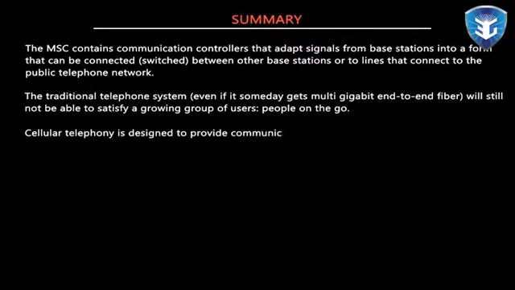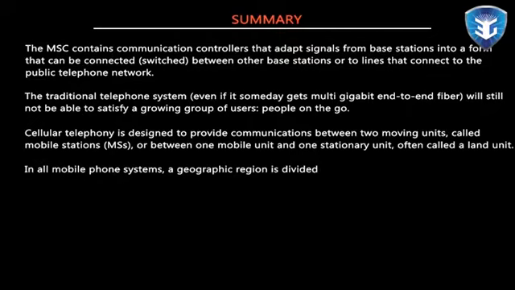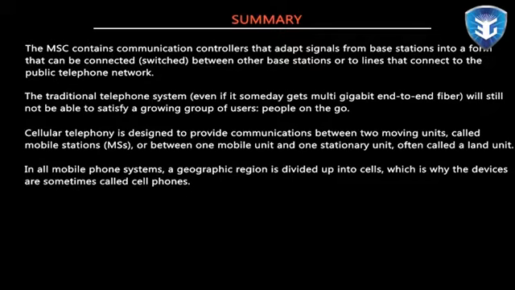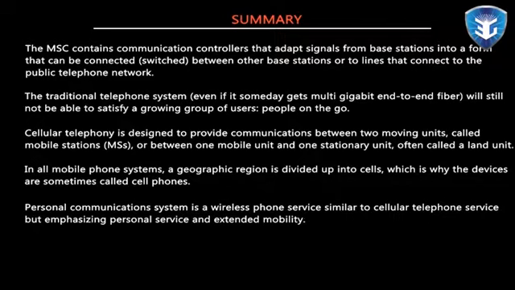Cellular telephony is designed to provide communications between two moving units, called mobile stations, or MSs, or between one mobile unit and one stationary unit, often called a land unit. In all mobile phone systems, a geographic region is divided up into cells, which is why the devices are sometimes called cell phones. Personal communication system is a wireless phone service similar to cellular telephone service, but emphasizing personal service and extended mobility.